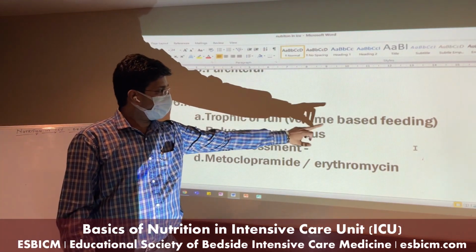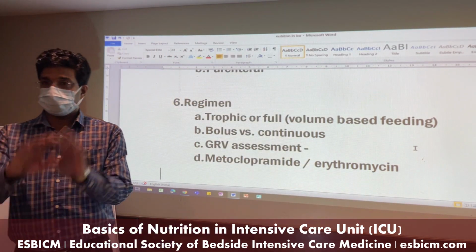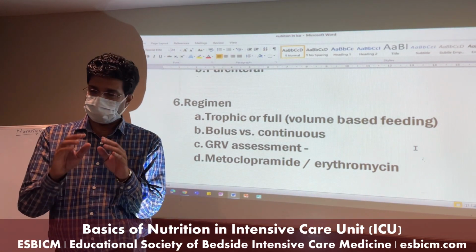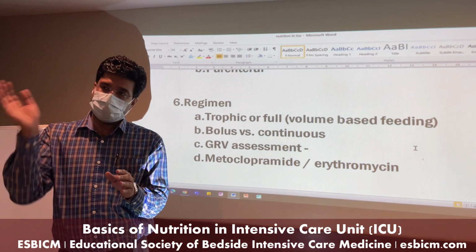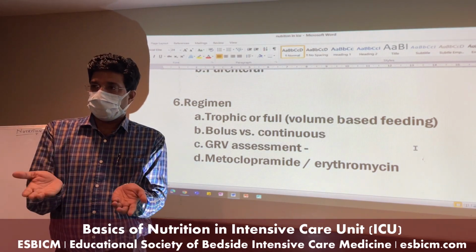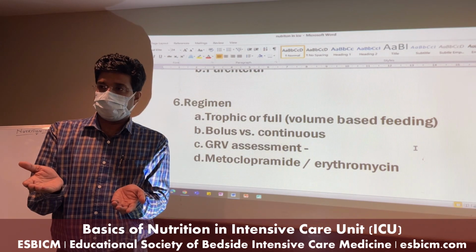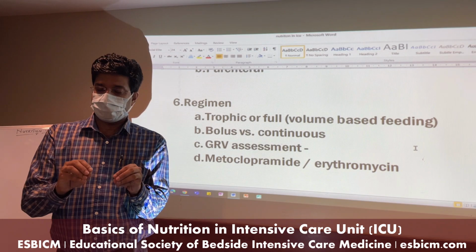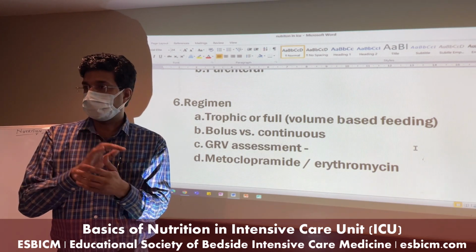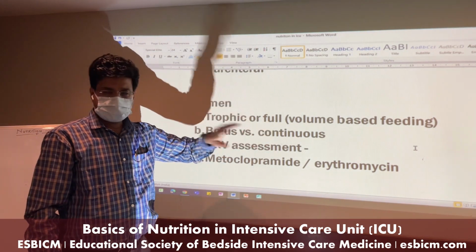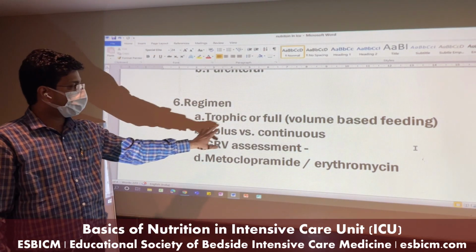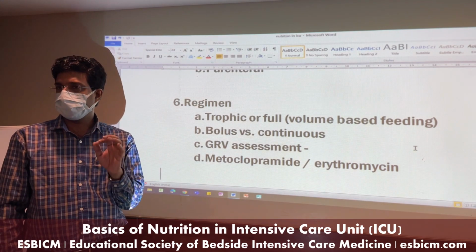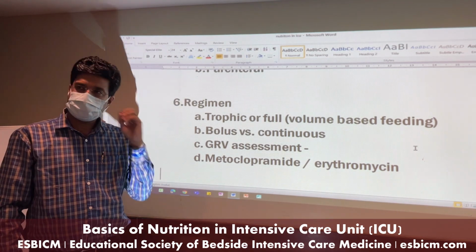At times they use volume-based feeding. Volume-based feeding means they calculate what is the required amount in 24 hours. They calculate the volume and they give. Suppose they need to give 2 liters of feeds daily. If 2 liters is not given, if there is a break in between, they supplement with the extra feed. But the trophic or full feed concept is, wherever there is no contraindication, don't start with trophic, go ahead with full feeds.